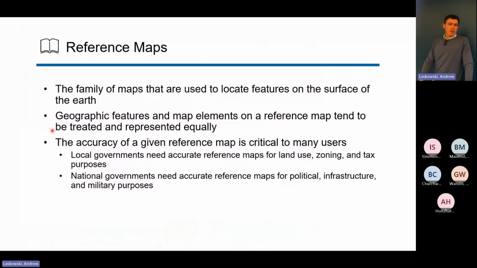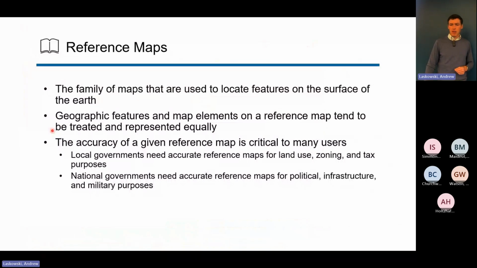And the accuracy is a big thing with reference maps. So in the United States, we have national standards for accuracy for all of our government agencies that are actually involved in creating and maintaining reference maps. These are called the National Map Accuracy Standards. And that really will affect, if you're working on these maps, what kind of instrumentation you need to use to basically achieve the right precision level.